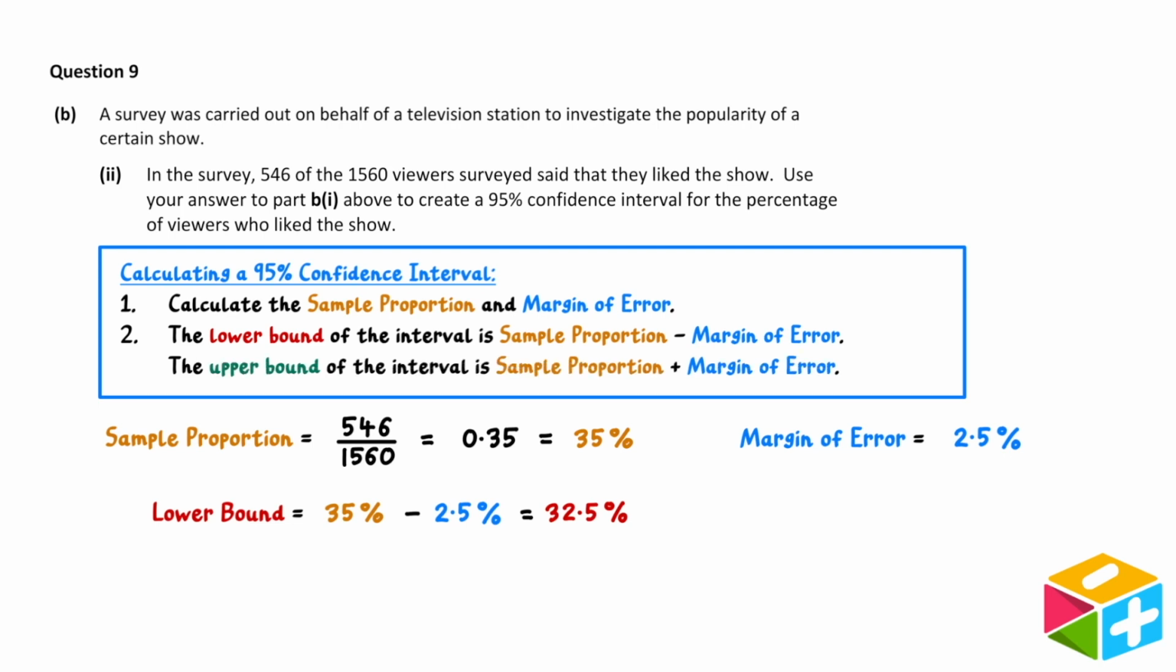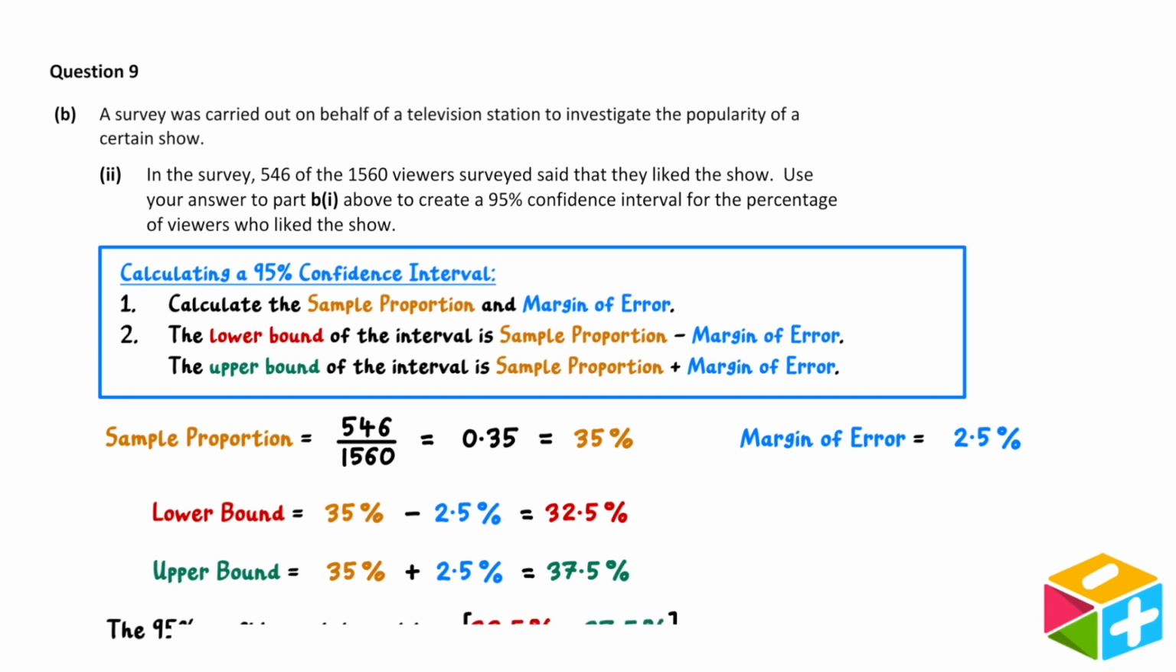The upper bound of the interval is the sample proportion plus the margin of error. Here, that's 35% plus 2.5%, which is 37.5%. It is conventional to present our interval as follows. We write the lower bound and the upper bound separated by a comma, all enclosed in square brackets. So here, the 95% confidence interval is [32.5%, 37.5%].